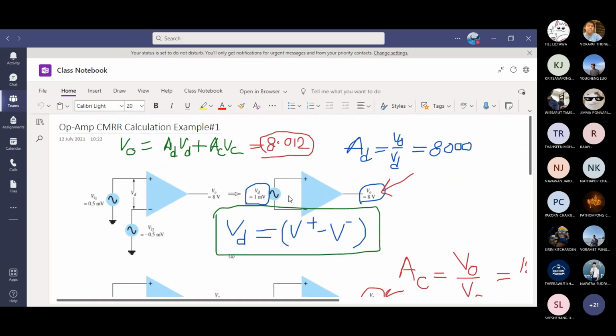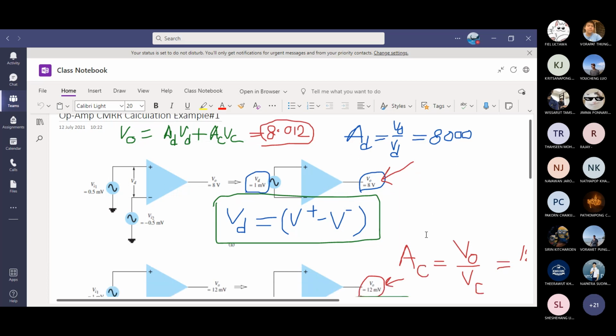Calculation of common mode. This is your main equation of the op-amp, AdVd plus AcVc. Given in the differential mode, it says VD. How do you calculate VD? V plus minus V minus. So half minus minus half, you have 1 millivolt, and you have 8 volt on the output. What is the differential? VD is 1 millivolt. What is differential gain? Output divided by input, 8,000.